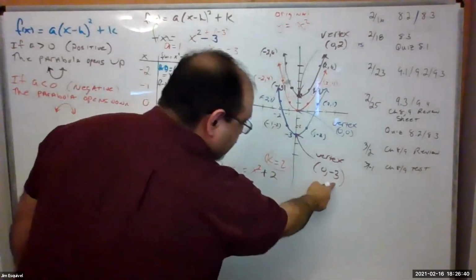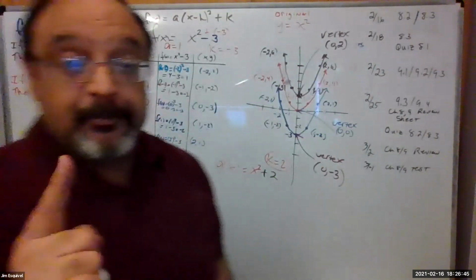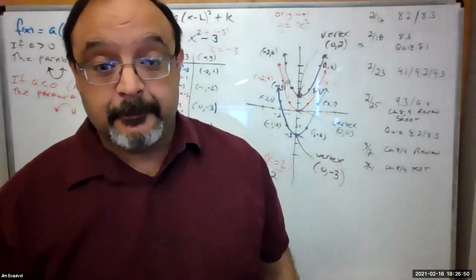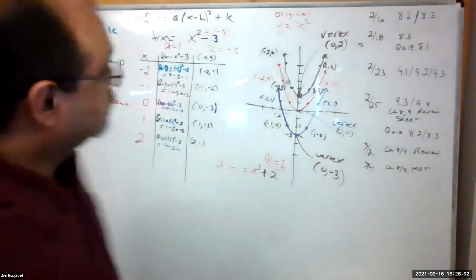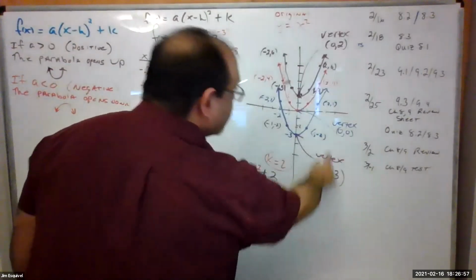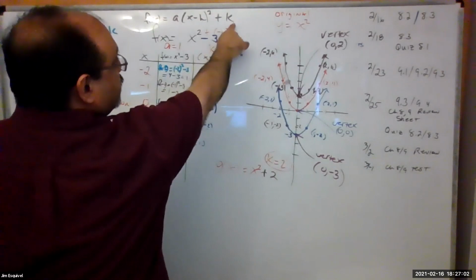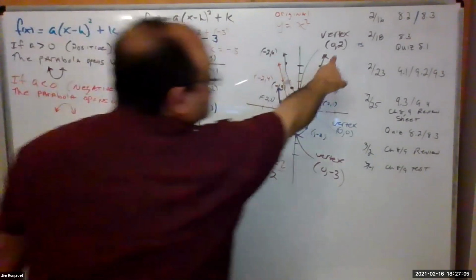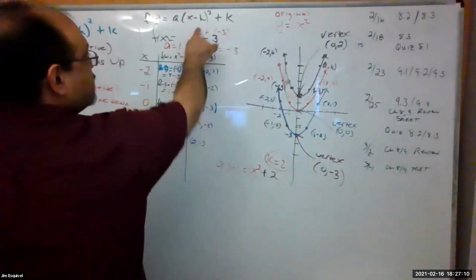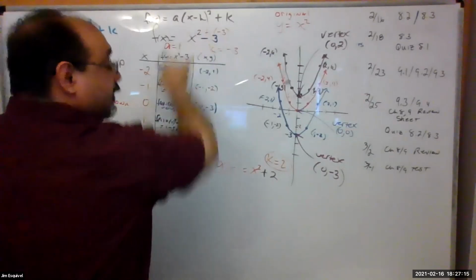This vertex is at -3. That K is at -3. I think there's a connection. The most important point you've got to plot when you do this graphing is the vertex. Oh, K tells me the y coordinate of the vertex. This K is the y coordinate of the vertex. I wonder what H is. What do you think H is?